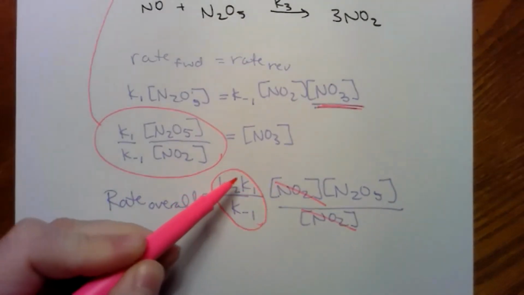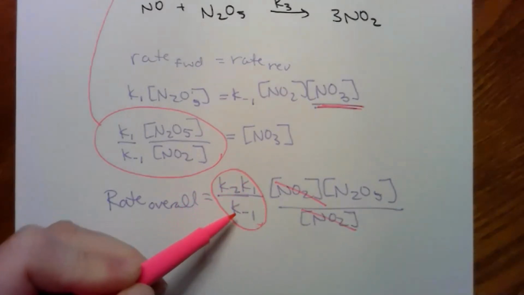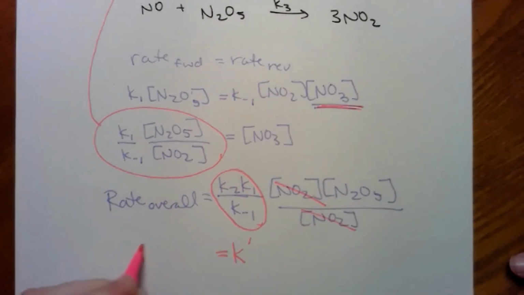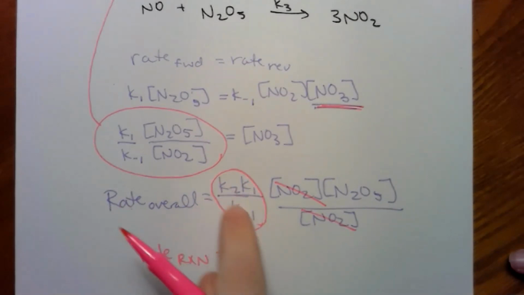This is a rate constant times a rate constant divided by a rate constant. I think I'm going to call that a constant. We'll call it K prime, not because it's important to call it K prime, but just because we want to identify that as a different K from all those other Ks. So the rate of the overall reaction will be K prime, that's these, times the concentration of N2O5.